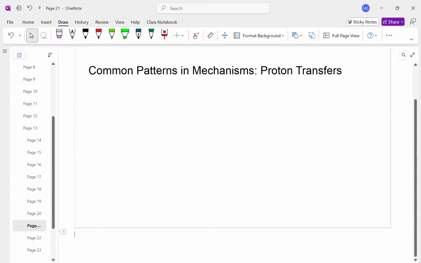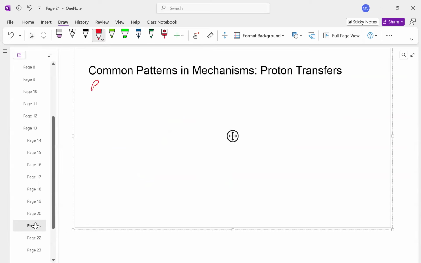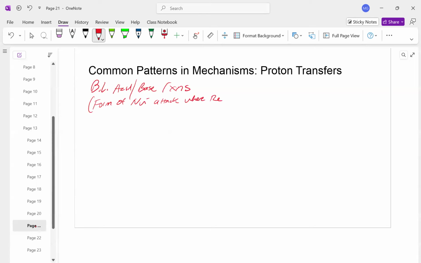Now, another common mechanistic step is proton transfers. And we have done a lot of this already with Bronsted-Lowry acid-base reactions. That's what a proton transfer is: donating a proton, and something accepts a proton. That's the textbook definition of a Bronsted-Lowry acid-base reaction. And in a sense, this is a form of nucleophilic attack, where the electrophile is a proton.